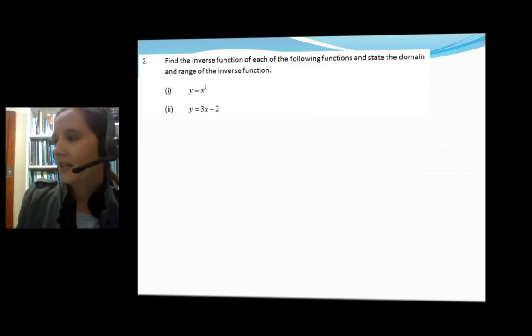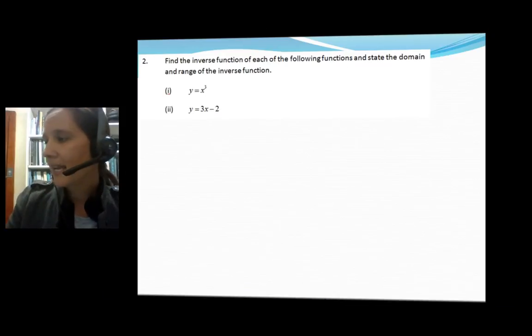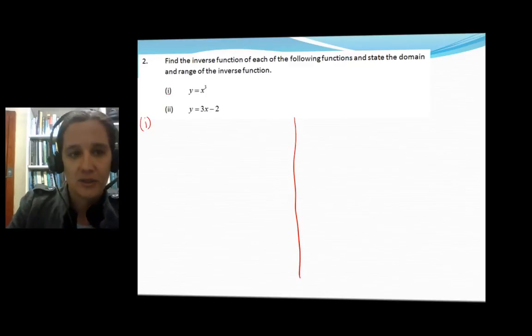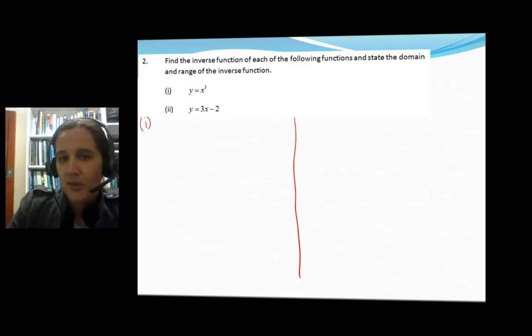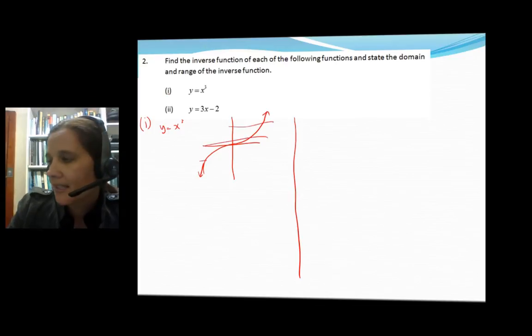So moving on from here, we want to find the inverse functions of each of the following, and then state the domain and the range of that inverse function. For number 1, we've got y is equal to x cubed. We think about this shape here. Our x cubed shape becomes like this. Our negatives stay negative, and our positives stay positive. And so this curve passes our horizontal line test.